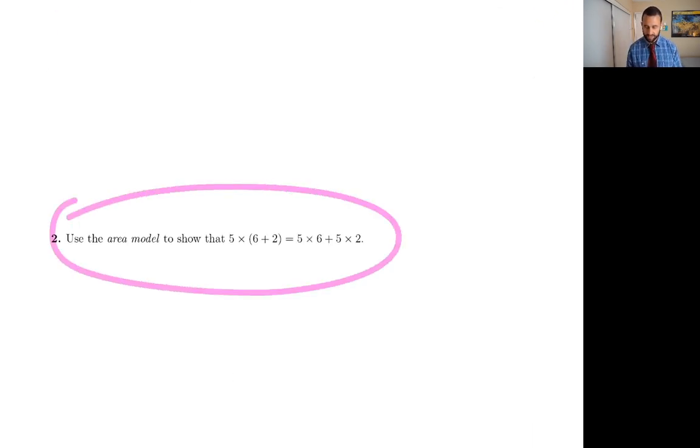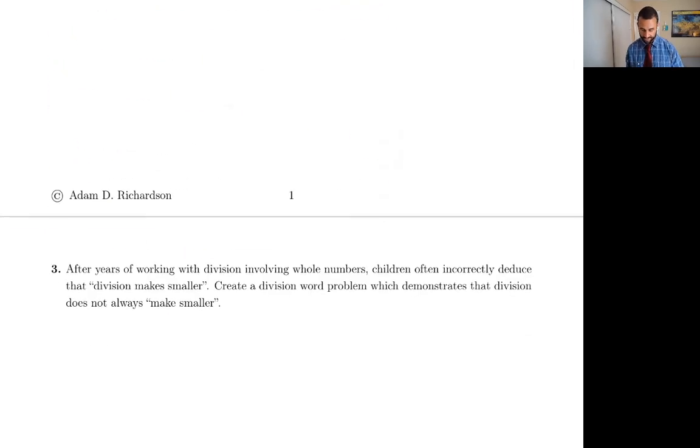Here you're going to use the area model to demonstrate the distributive property with those specific numbers. For this one, you can go back and refer to the slide about the distributive property and look at that particular representation of that property. That's what you're doing there.